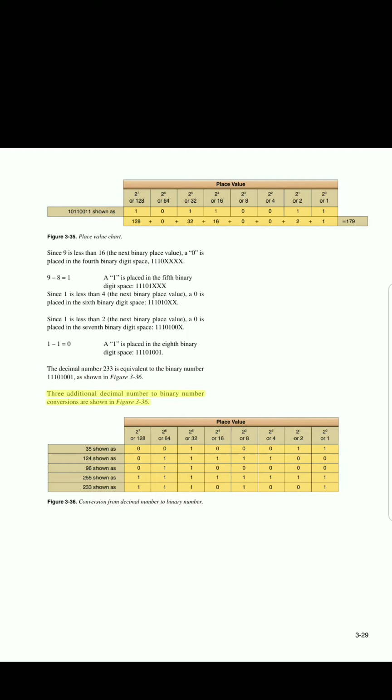3 additional decimal number to binary number conversions are shown in Figure 3-36. Place values 2^7 or 128, 64, 32, 16, 8, 4, 2, 1. 35 shown as 0, 0, 1, 0, 0, 0, 1, 1. 124 shown as 0, 1, 1, 1, 1, 1, 0, 0. 96 shown as 0, 1, 1, 0, 0, 0, 0, 0. 255 shown as 1, 1, 1, 1, 1, 1, 1, 1. 233 shown as 1, 1, 1, 0, 1, 0, 0, 1. Figure 3-36. Conversion from decimal number to binary number.